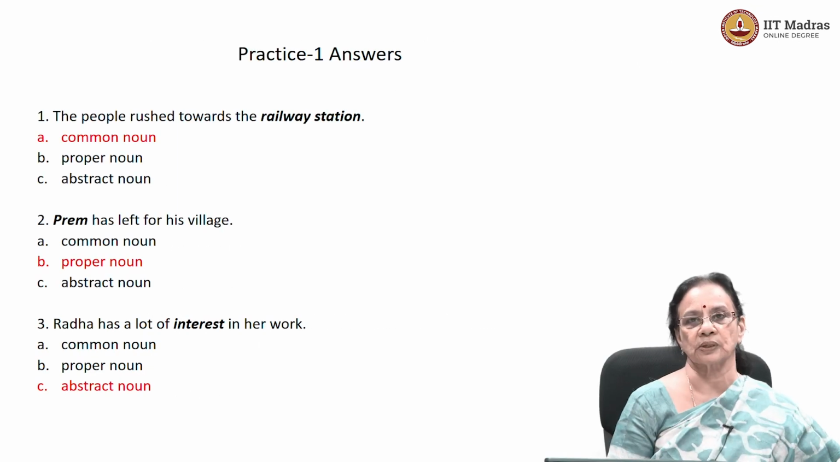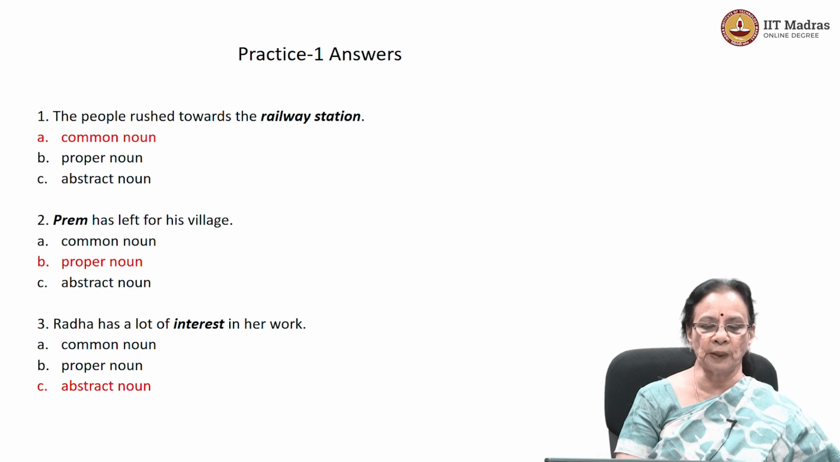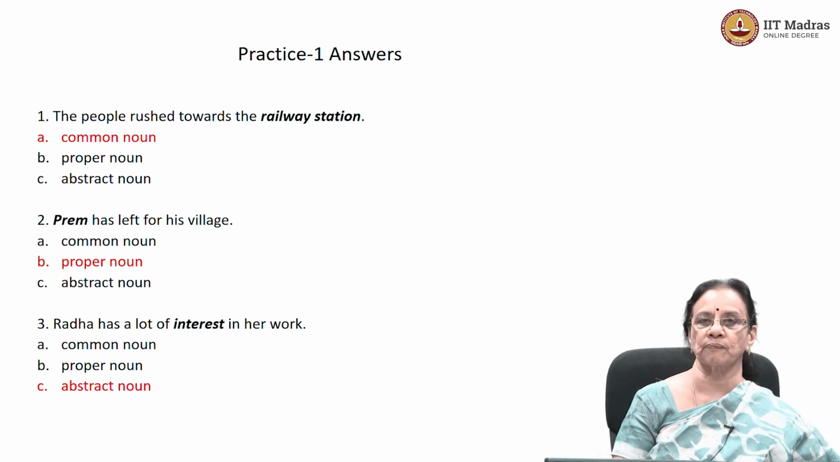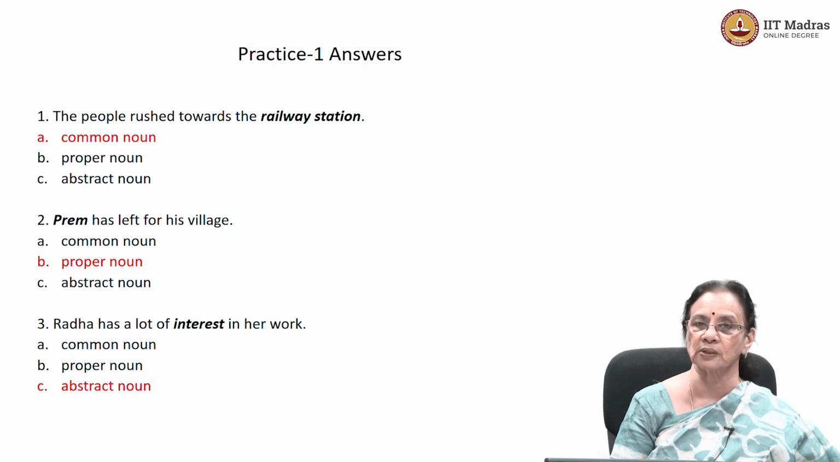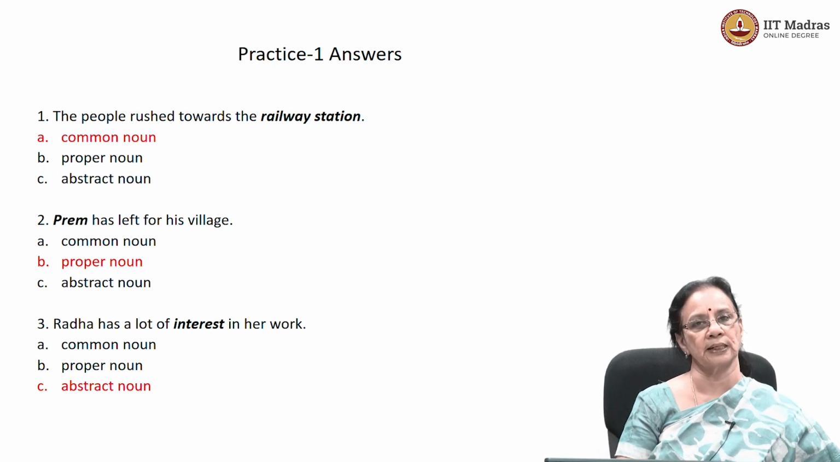Let's look at the answers. Let's take the first sentence. The people rush towards a railway station. Now, railway station is a common noun. Is the name of the railway station given? No. So it is definitely a common noun.